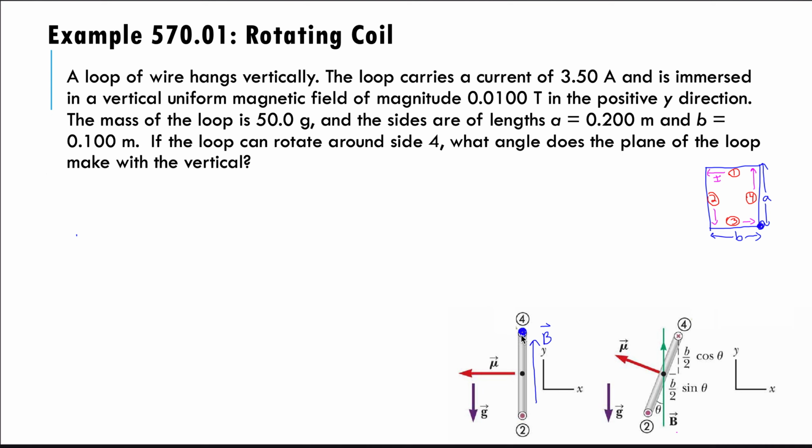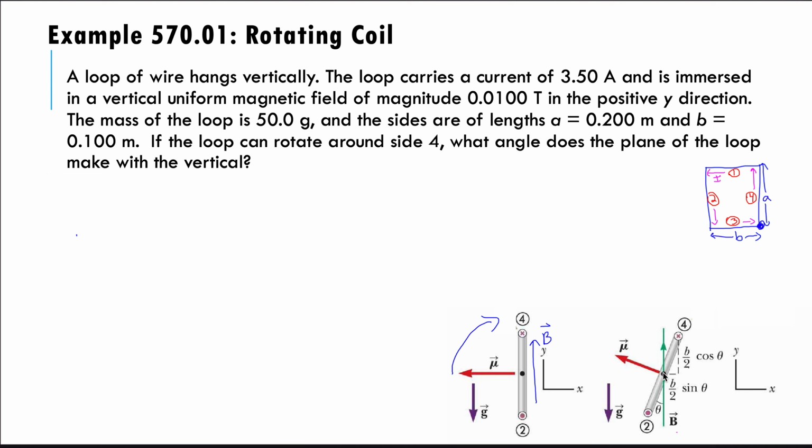We know that if the current is going into the page here and out of the page at the bottom, then we can curl our fingers in the direction of the current, and that means that your knuckles are pointing away from you, your fingertips are pointing towards you, your thumb is pointing to the left. That's the direction of the magnetic moment that has been drawn here. And the magnetic field is upward, and we know that the magnetic moment wants to align with the magnetic field, so the loop is going to rotate clockwise.